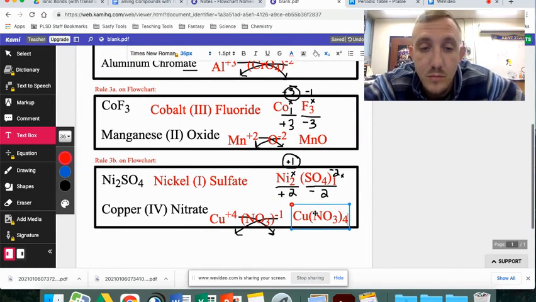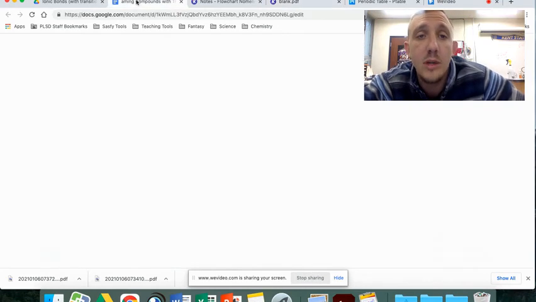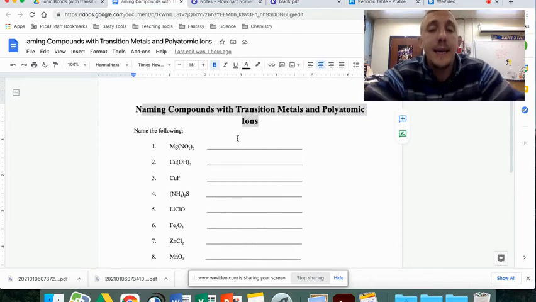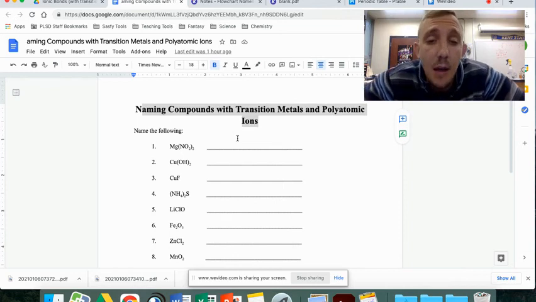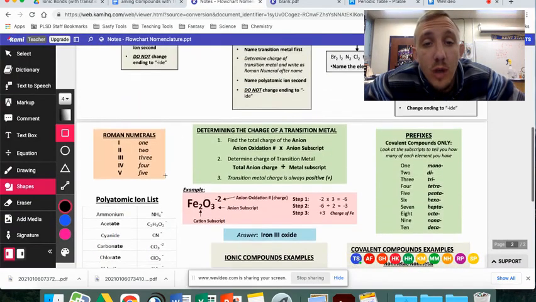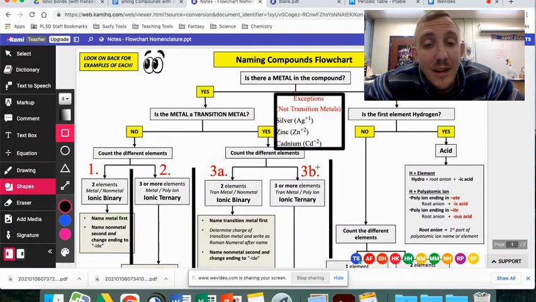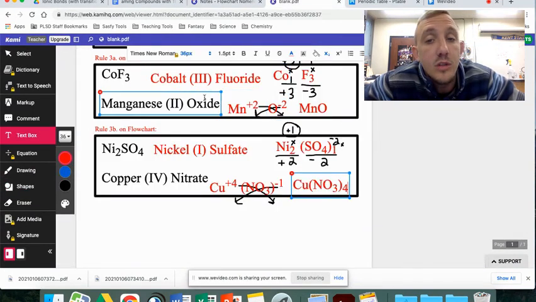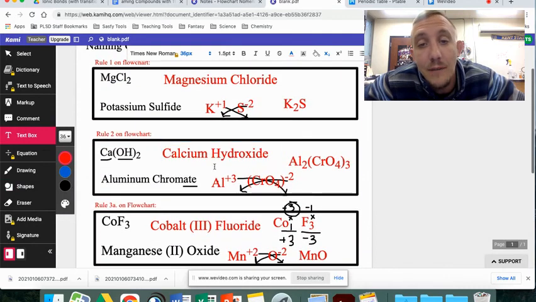All right. So what you guys are going to be doing for Thursday and Friday is I've given you a list of compounds that have both transition metals and or polyatomic ions. When you're using your flow chart, you're probably going to be given rules 2, 3A, and 3B. These are the rules that you are going to follow. If you need to, go back to the examples that I gave you.